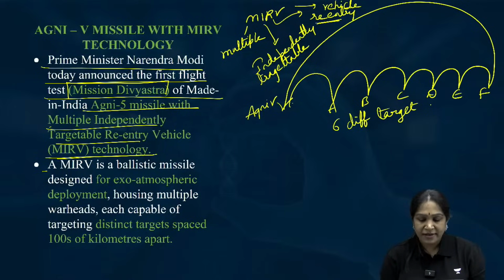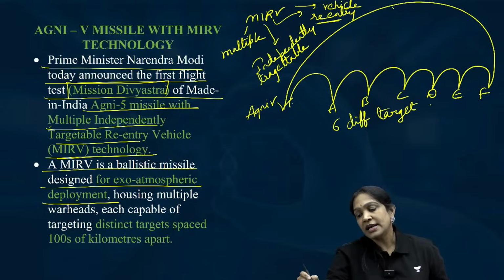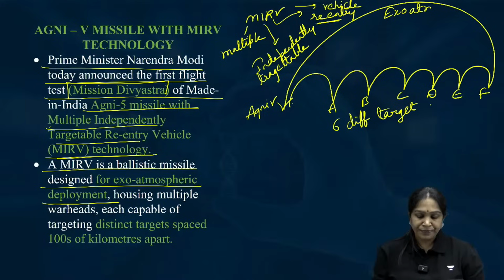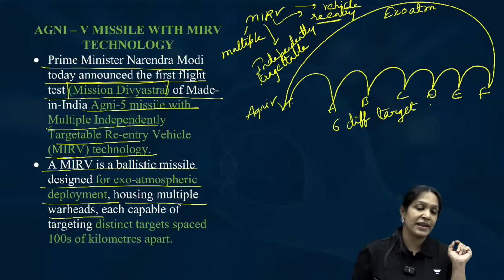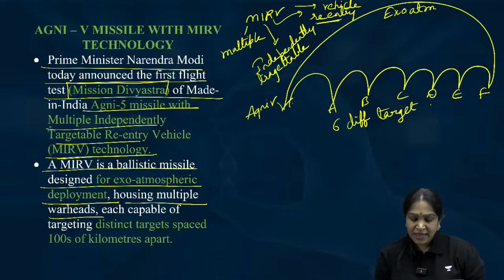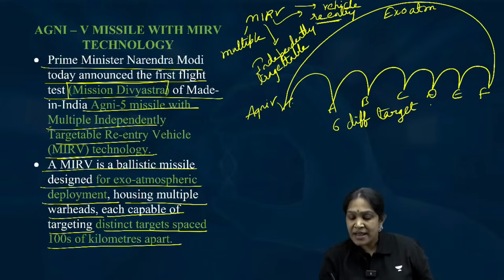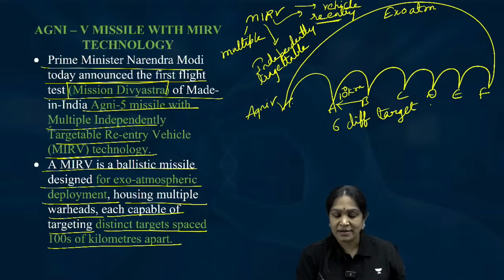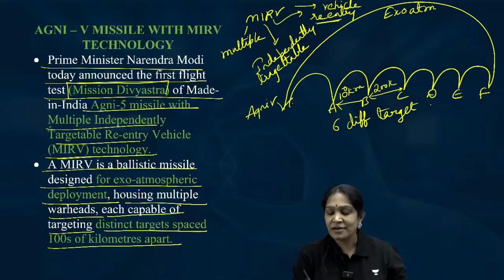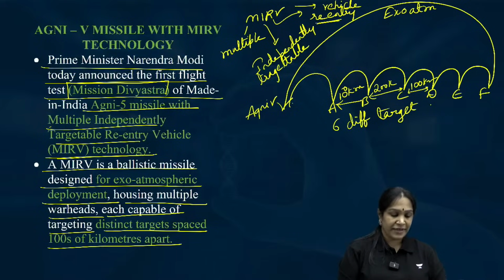MIRV is a ballistic missile designed for exo-atmospheric deployment. It will go into the exo-atmosphere and then come back, housing multiple warheads. Why multiple warheads? Because I want to destroy many of my enemies, each capable of targeting distinct targets spaced hundreds of kilometers apart. A-B distance can be 100 kilometers also. Hit A, then travel another 100 kilometers, hit B, then 200 kilometers, hit C, then 100 kilometers, hit D, like that go on and then come back. So that is MIRV. Is it clear?